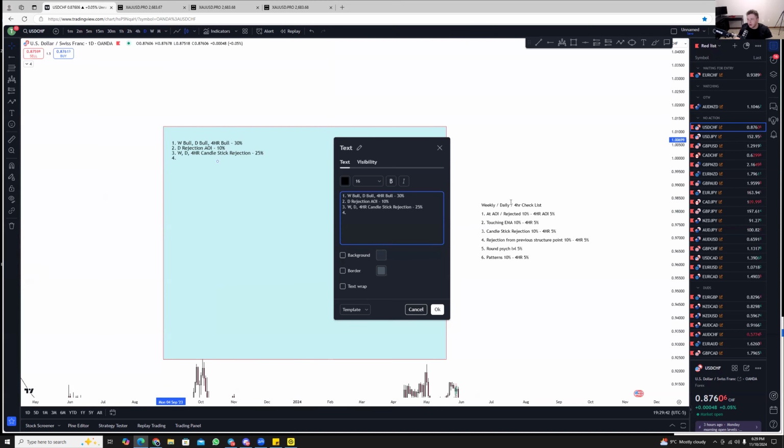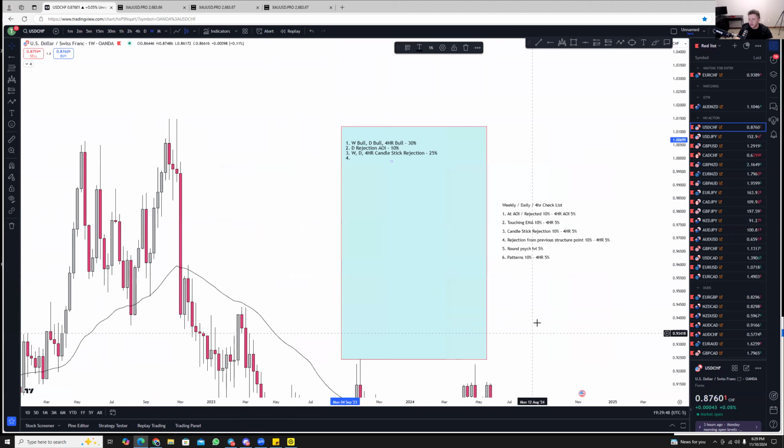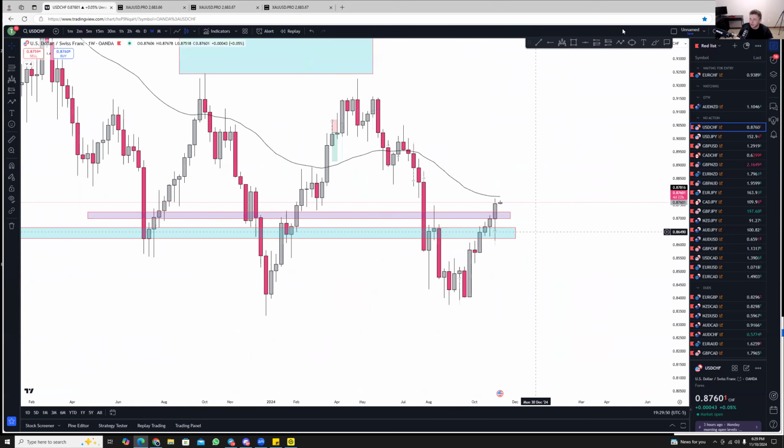Next one, 4, rejection from previous structure point. Okay, let's go back to our daily. Do we have a rejection from previous structure point? How do we find it? Well, here's your head. Here's your first turn. Here's your second turn. Do we have rejection from our previous structure point?